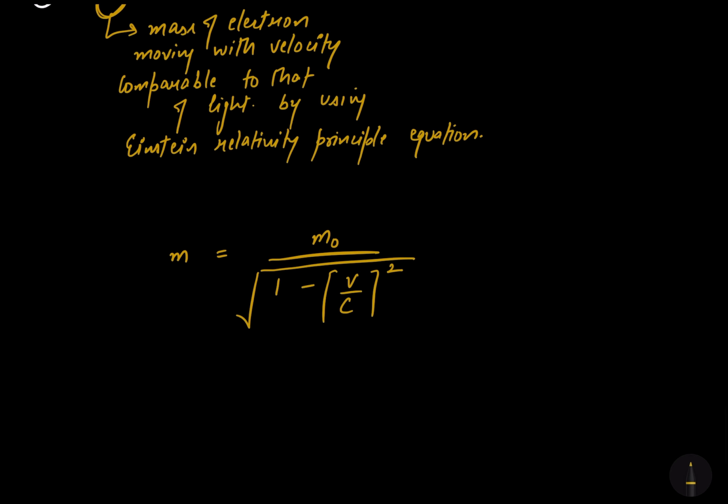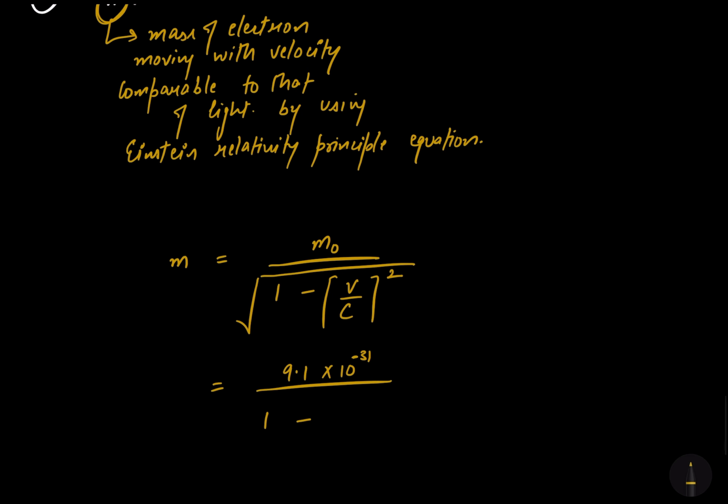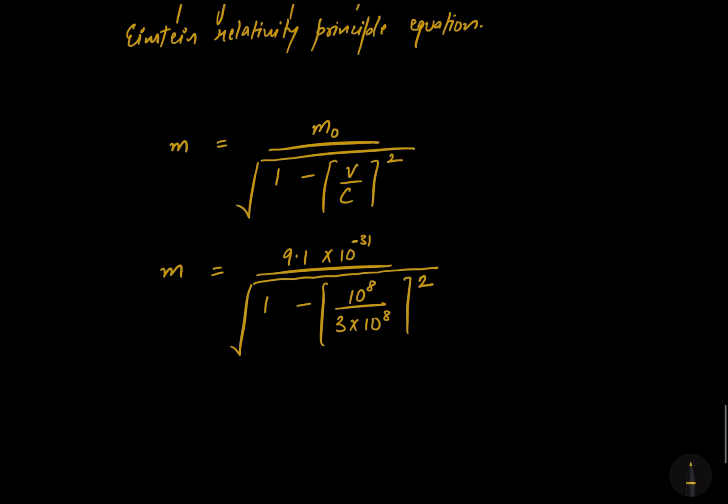Now let's substitute the values. Here m naught is 9.1 into 10 to the power minus 31 divided by 1 minus, I got my v to be 10 raised to power 8 meter per second. So let's put it over here. It's 10 raised to power 8 divided by the speed of light, which is 3 into 10 raised to power 8, the whole square, and then whole root on denominator. This is the mass of electron which is moving with the velocity of 10 raised to power 8 meter per second.